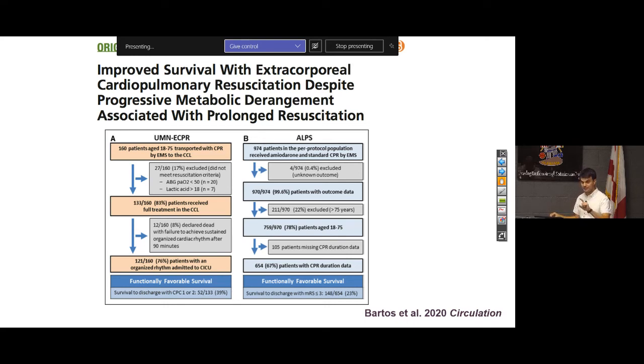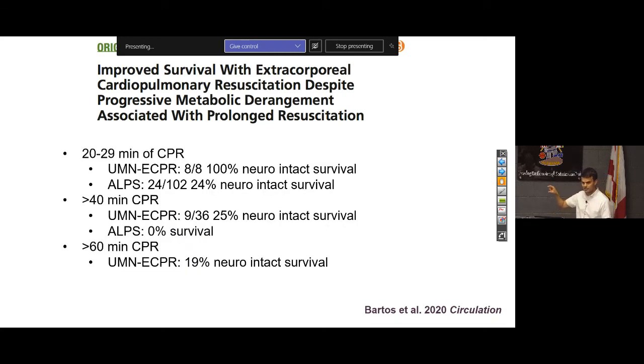At the same time, elderly patients in non-shockable rhythms can still do very well, and we have data that is pretty remarkable. The timeline is also really quite interesting. If you look at the breakdown of how much CPR was done, for the group that had 20 to 29 minutes of CPR, 8 out of 8, 100% of people survived neurologically intact that were put on eCPR. If you compare that to the age-matched group from the ALPS trial, about 24% survival neurologically intact.